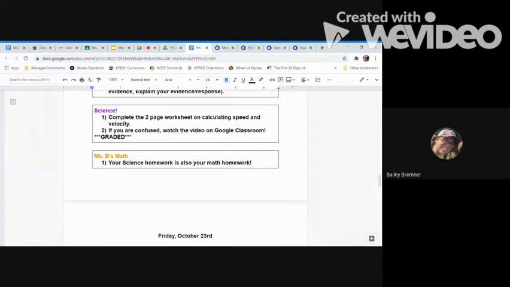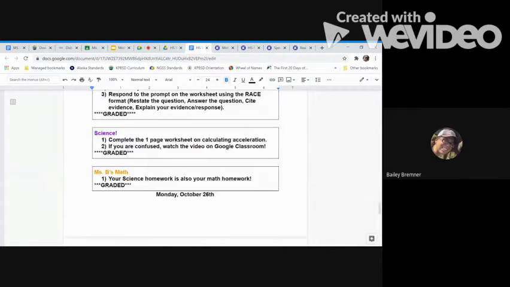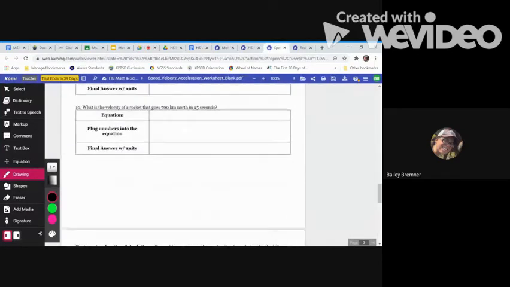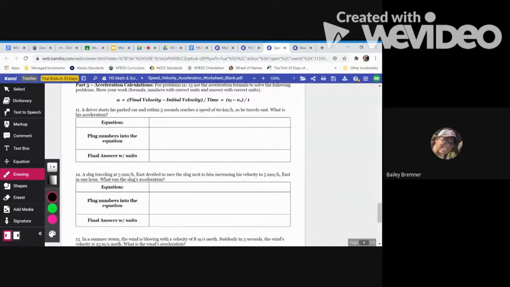So here are your instructions for Friday's math and science. So you'll notice for science, it says complete page 1, the one-page worksheet on calculating acceleration. Hopefully by that point, for number 2, you've gotten here to watch the video, and then once again, your math and science homework go together. So hopefully if you got through the worksheets from yesterday, you should be golden because it's pretty much the same thing today. It's just now we're talking about acceleration.